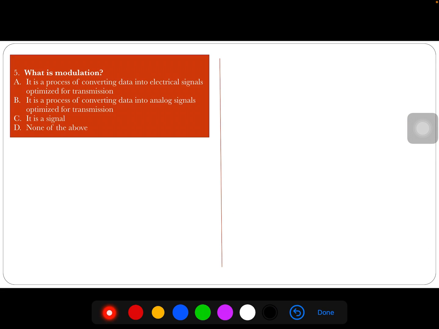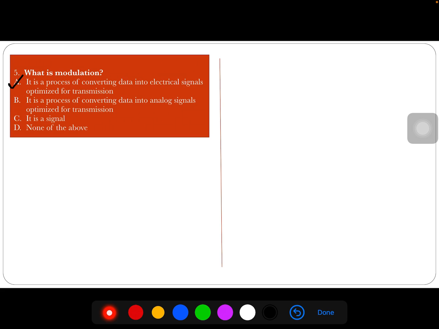Next question, what is modulation? First of all, recall the concept of modulation. In modulation, we vary the parameters of the carrier wave according to the message signal. You are converting the data first of all into the electrical signal by means of transducers, because electrical form is the most suitable for the signal to travel. So in modulation, you convert the data into electrical signals and it is optimized for transmission. So the correct option is A.